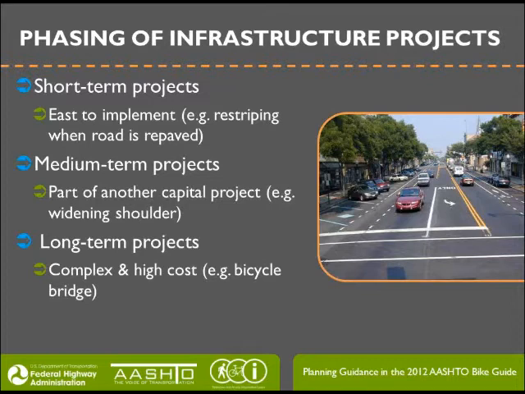So the example you see in the image on the right of your screen there, there's a road, a street in a neighborhood commercial area. It was just repaved, and they did a road diet on it. In other words, they reduced the number of lanes and added the bike lane. And this was done right after the repaving. So when a street gets repaved, obviously it has to be repainted, and that can be an easy to implement restriping project that can occur right at that time.